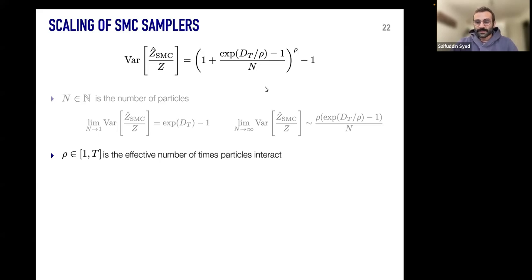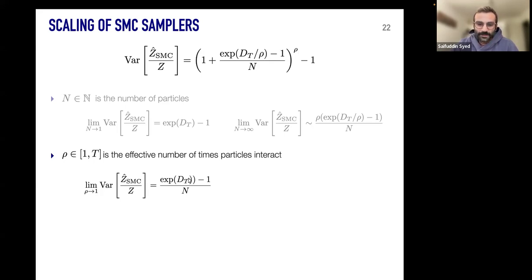Another thing we can look at is the effective resample size. You can show that the variance is monotonically decreasing with rho. So as I increase the number of resampling moves, as I make my particles interact more and more, I will see advantages. If I don't resample at all, which corresponds to annealed importance sampling, then the variance is approximately exponential of the discrepancy divided by N. So you still have this exponential dependency in terms of the discrepancy.